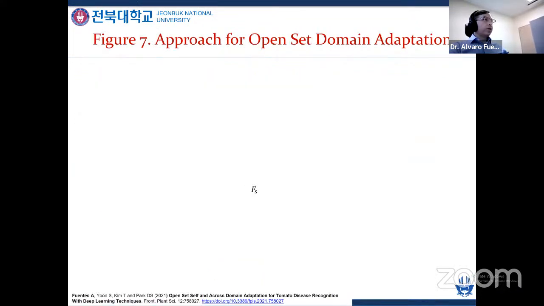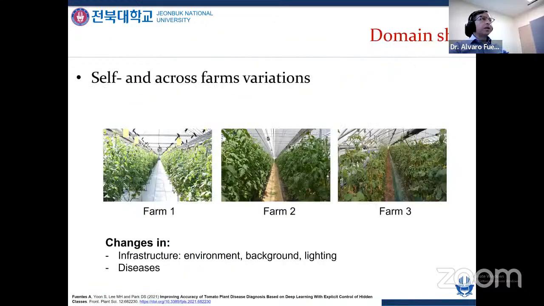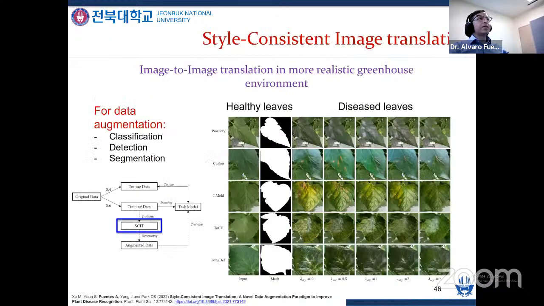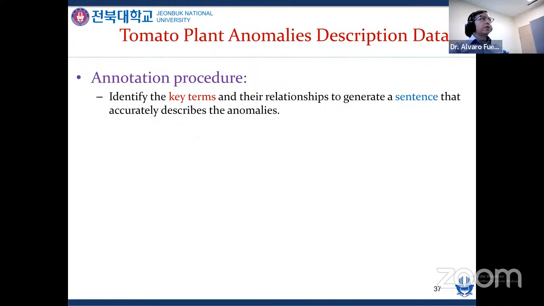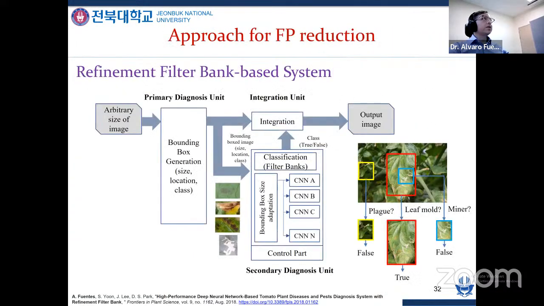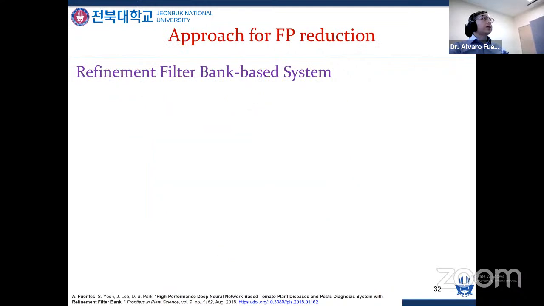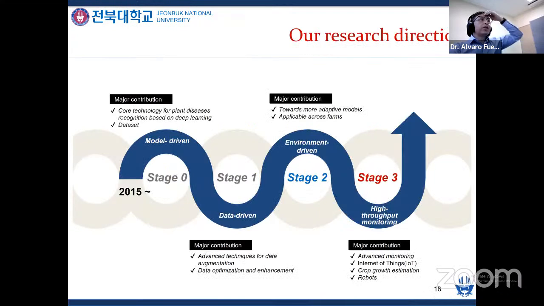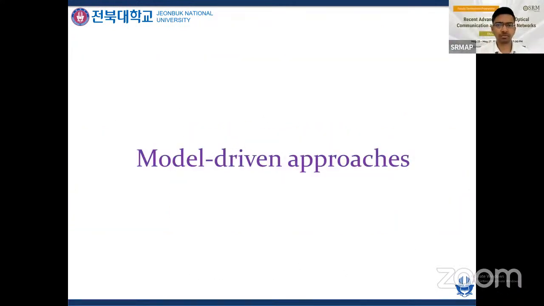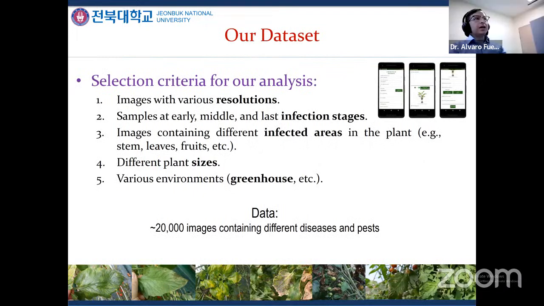Our research has been developed entirely by us. So the data is our own data. Let me show you. So we collect the data. The current data set is about 20,000 images, but it's been increasing every year.